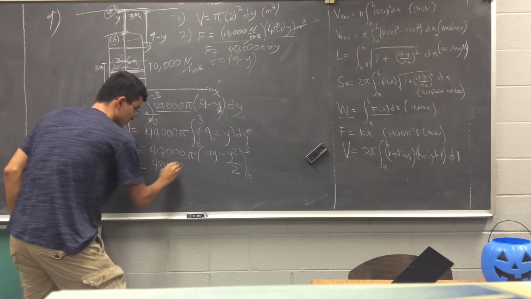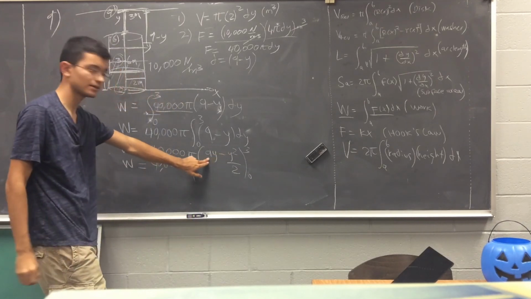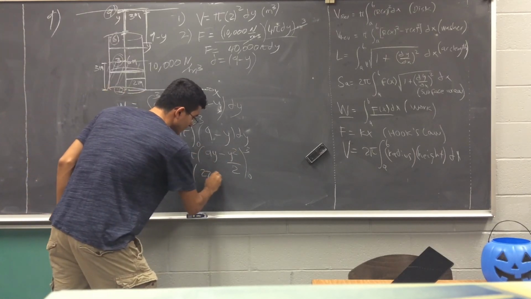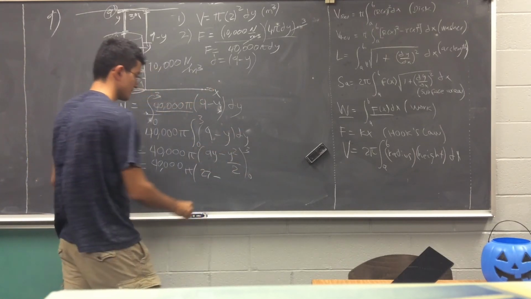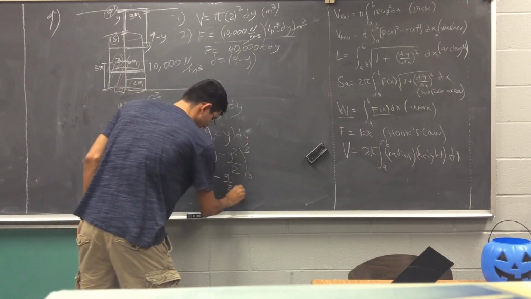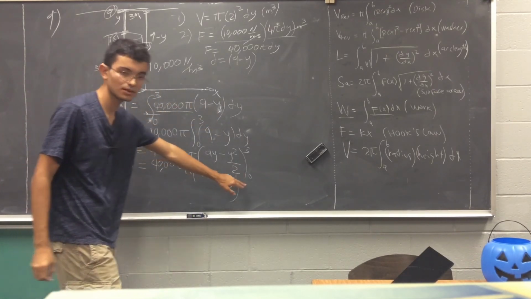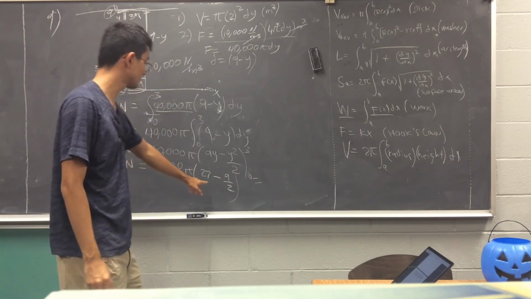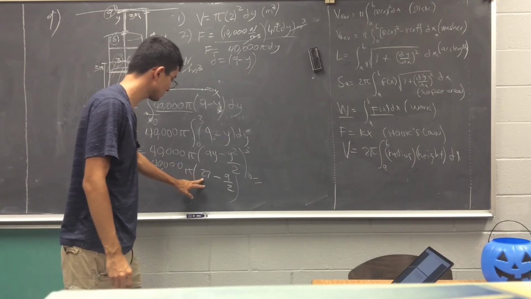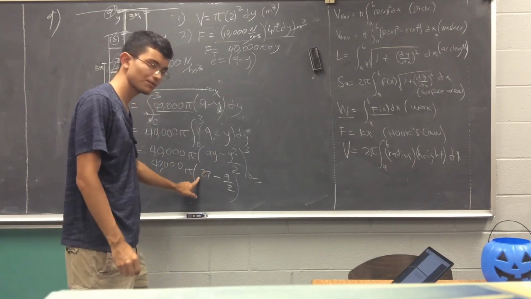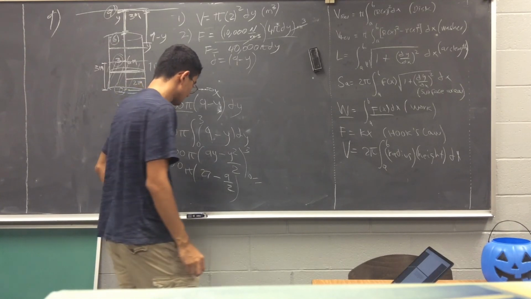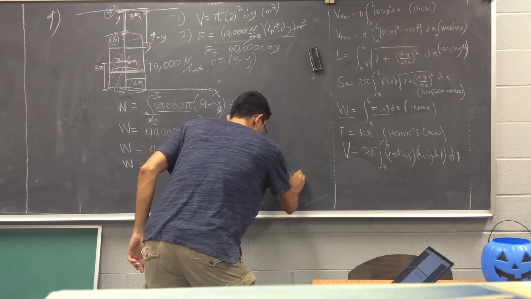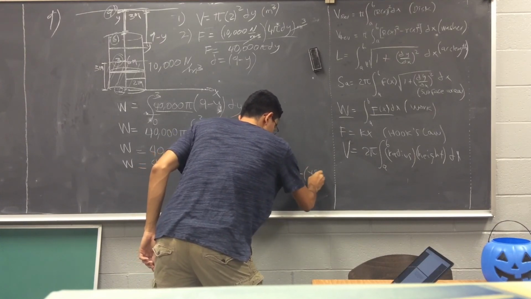40,000 pi times 9 times 3, which is 27, minus 3 squared, which is 9, so that's 9 over 2. We don't have to substitute by 0, because that's going to give us 0. Right over here we have to find the common denominator. So that's 27 times 2 is 54, and 54 minus 9 is 45. So we have 40,000 pi times 45 over 2.